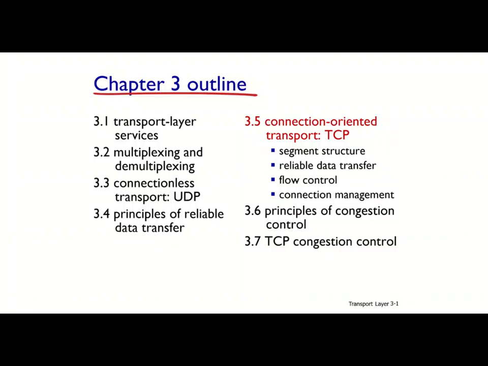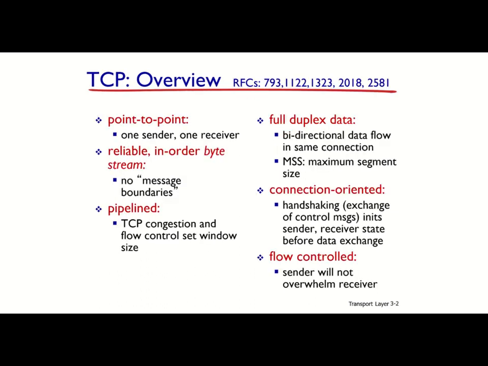Hello everyone. In the third and last part of chapter 3, I'm going to focus on TCP and all the mechanisms that TCP uses for flow control, congestion control, and connection management. And if you basically want to explain why TCP is so great and very interesting, many apps use TCP. Let's provide an overview of TCP at the beginning of this lecture.